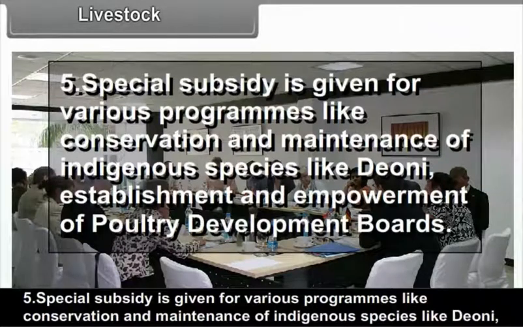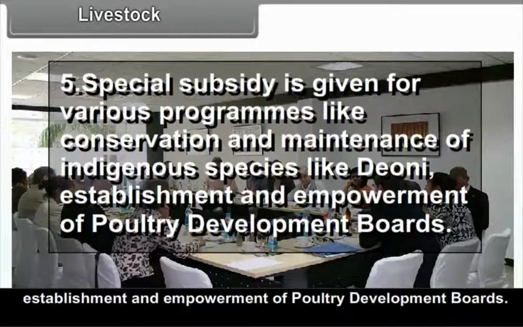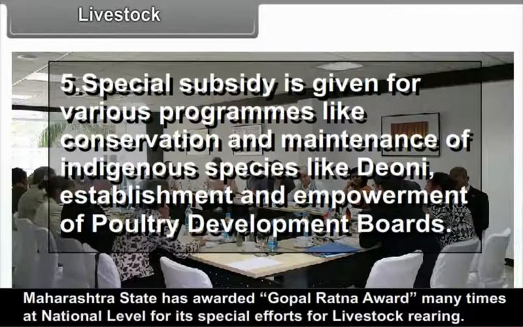Special subsidy is given for various programs like conservation and maintenance of indigenous species like Deoni, and establishment and empowerment of poultry development boards. Maharashtra state has been awarded the Gopal Ratna Award many times at national level for its special efforts for livestock rearing.